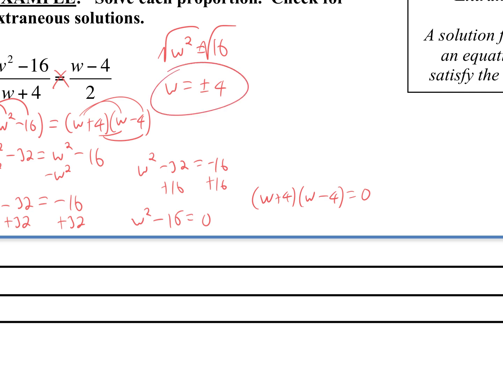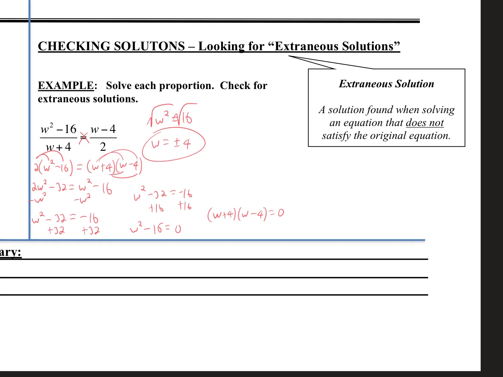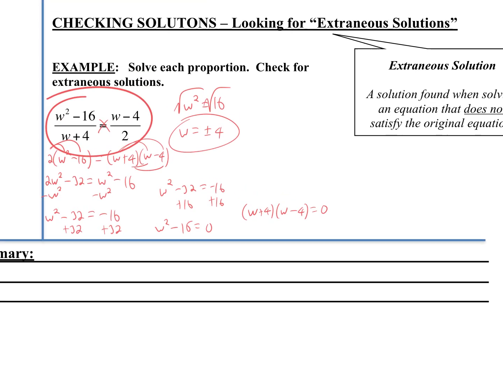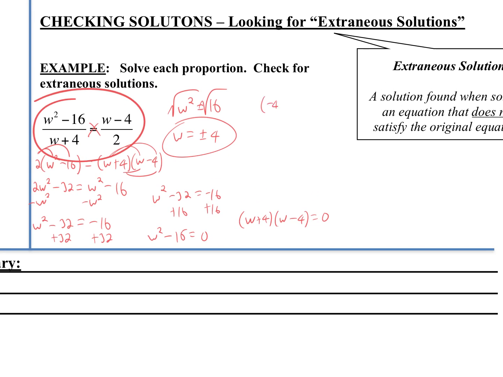Okay? Now, what's an extraneous solution? So the answers are 4 and negative 4, but let's show you what an extraneous solution is. I'm going to check negative 4. So I'm going to plug negative 4 into the original equation over here, okay? So let's do negative 4 squared minus 16 over negative 4 plus 4 equals negative 4 minus 4 over 2. Okay? So negative 4 squared minus 16 is going to be 0 on top. On the bottom, left is going to be 0, which equals negative 4 minus 4, which is negative 8, over 2. Now, are these equal or not?